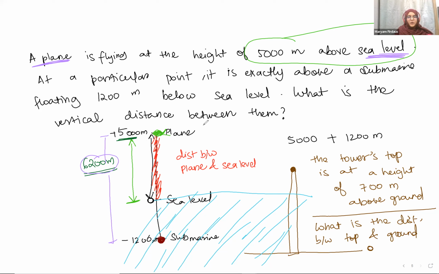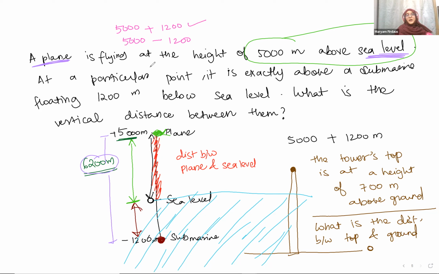But what I want you to clear in your mind at this point is the doubt that you asked, whether we will write 5,000 plus 1,200 or we will write 5,000 minus 1,200. So now can you tell me which one we will write and why? I think we will write 5,000 plus 1,200, but I don't know why. You don't know why. Yeah. So you are thinking right. Okay. You're right about it.